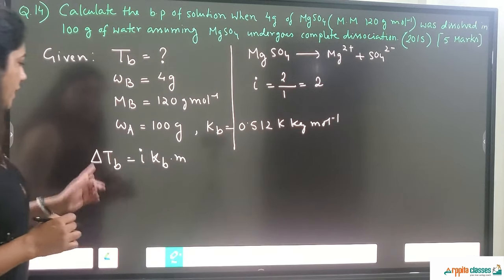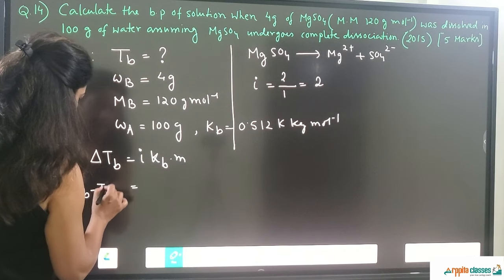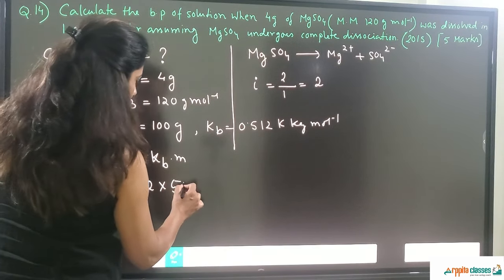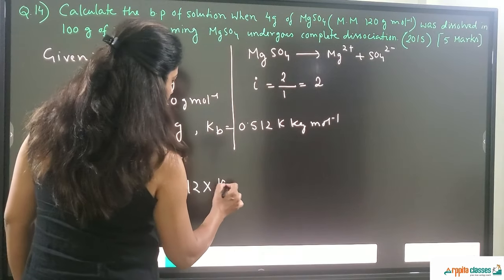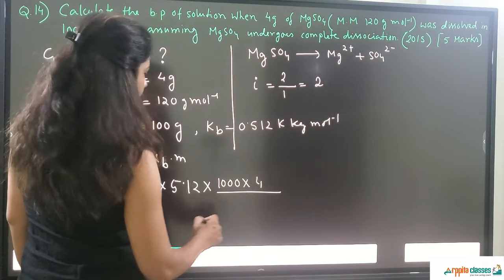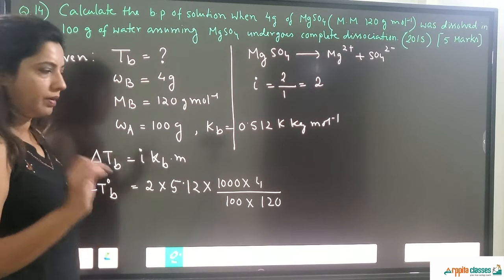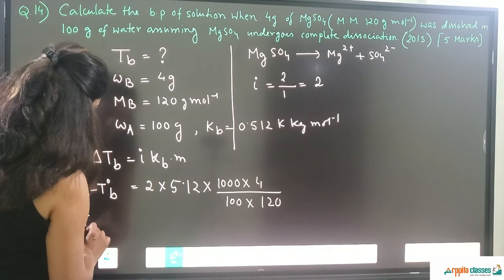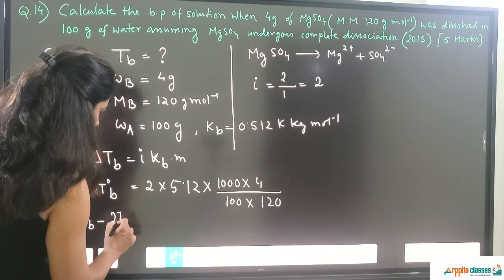Okay. So now delta TB is equal to TB minus T naught B is equal to i, that is 2, into Kb, that is 0.512, into molarity of the solution. Molarity of the solution will be 1000 into Wb, Wb is 4, divided by Wa, that's 100, into Mb, Mb is 120. I wrote it now in one step because we have done it many times. So from here TB we do not know, and T naught B, that is the boiling point of water, which is taken as 273 Kelvin.